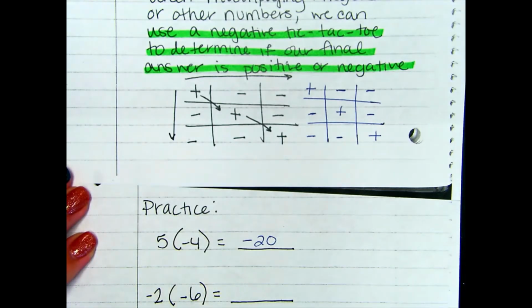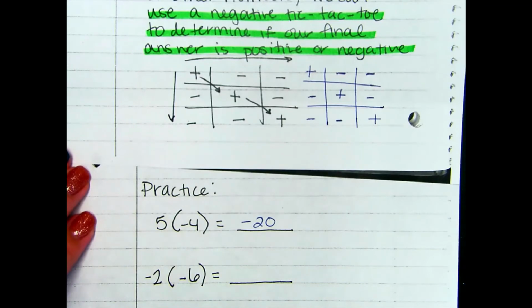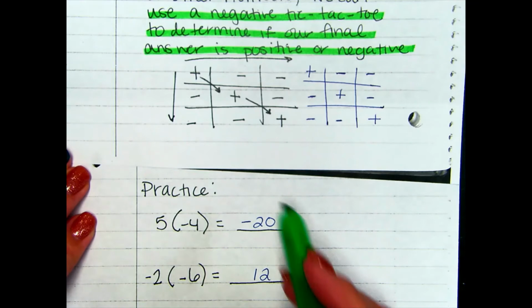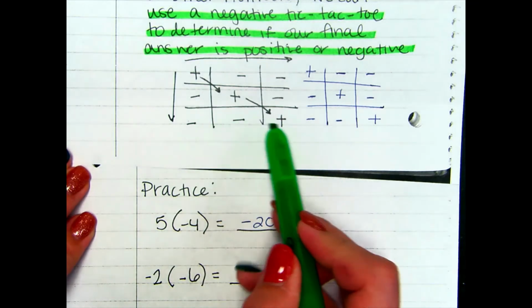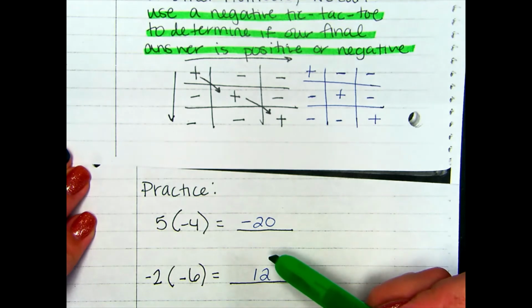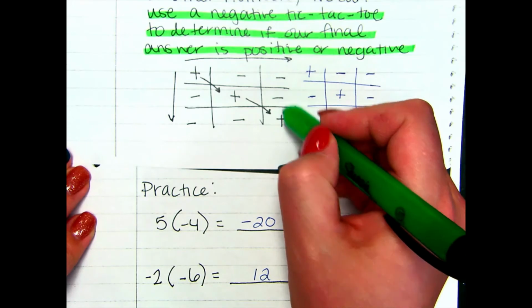All right, next. I have negative 2 times negative 6. 2 times 6 gives me 12. So now I'm going to go negative times negative, which gives me a positive. So my answer is simply 12. Again, we could also go down, negative times a negative. Our answer is a positive.